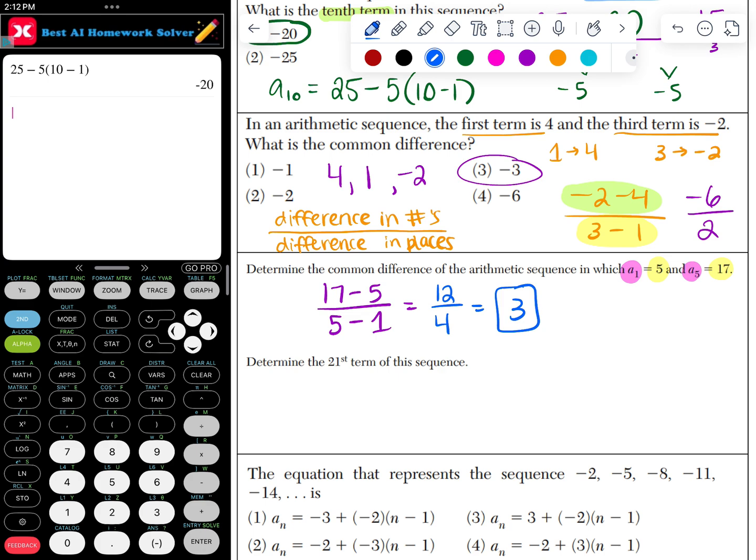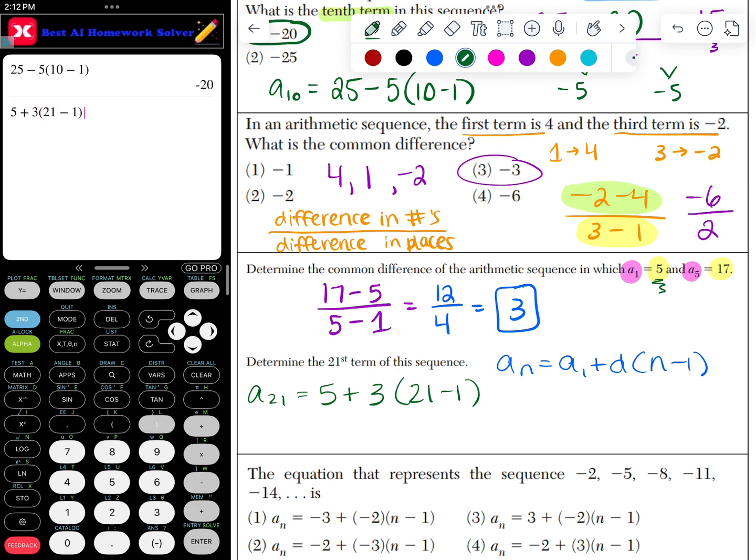So now we want the 21st term of this sequence. As a reference, that formula was we take the first term, we add the common difference times n minus 1. So I'm looking for the 21st term. My a sub 1 value is that first term, which is a 5, plus my common difference, which we just determined from the first part, which is a 3, times 21 minus 1. So I'm going to do 5 plus 3, parentheses, 21 minus 1, and press enter. That gives you 65. So I know the 21st number in this sequence is going to be a 65.